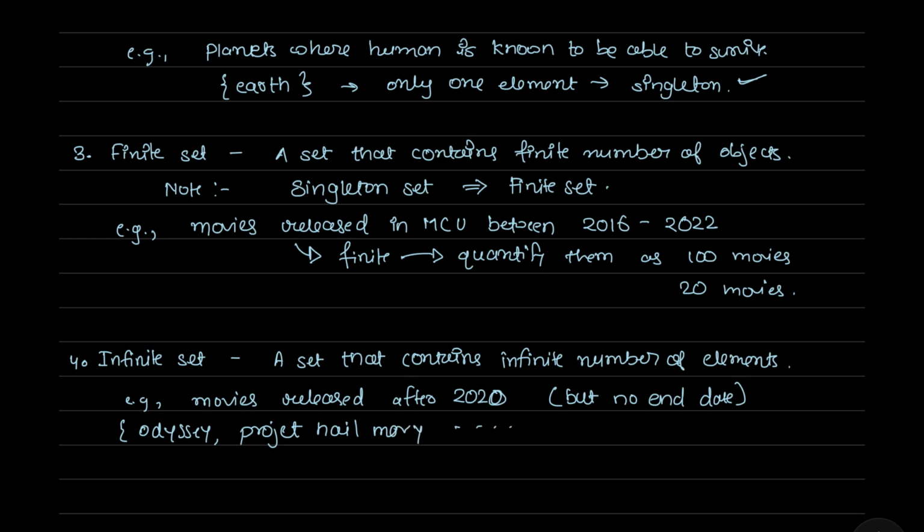It will just continue, and we don't know how many such movies have been released after 2020. So one way you can say that the list is not quantifiable. Hence, we call it an infinite set. Okay, going next, we have equal set.